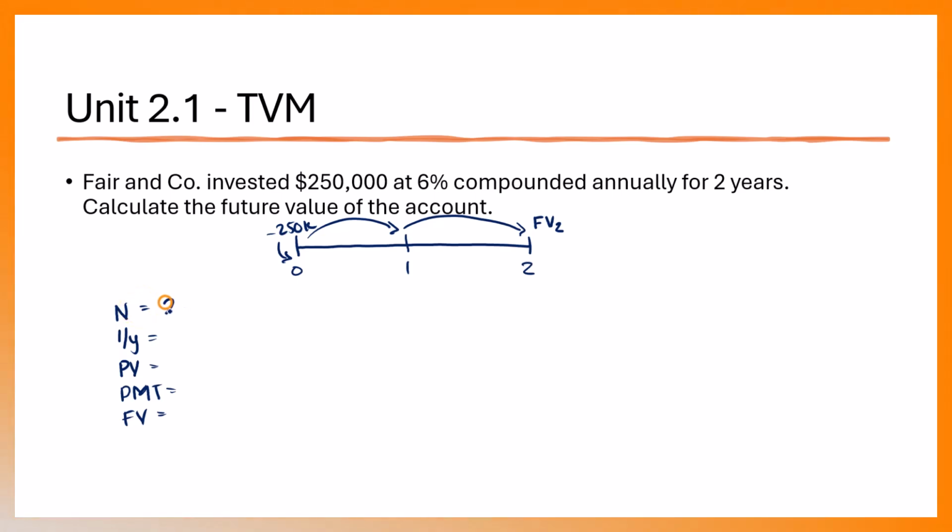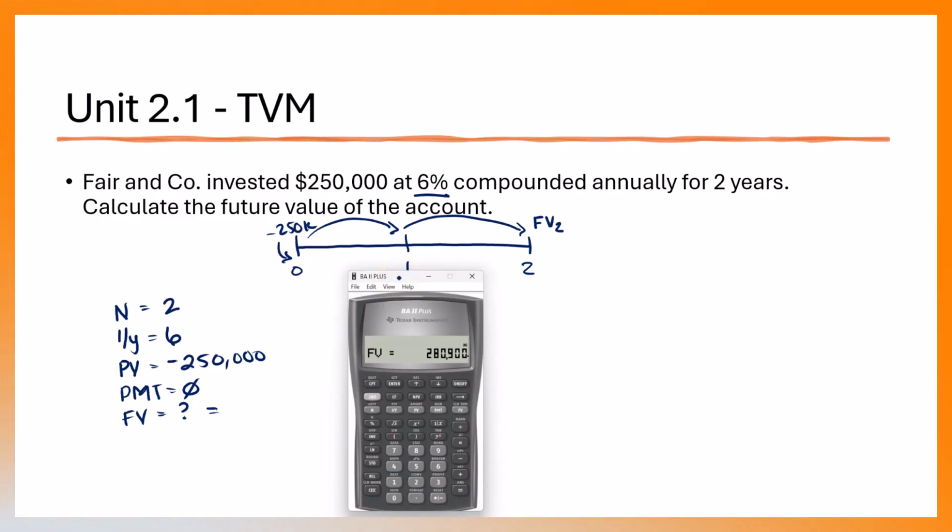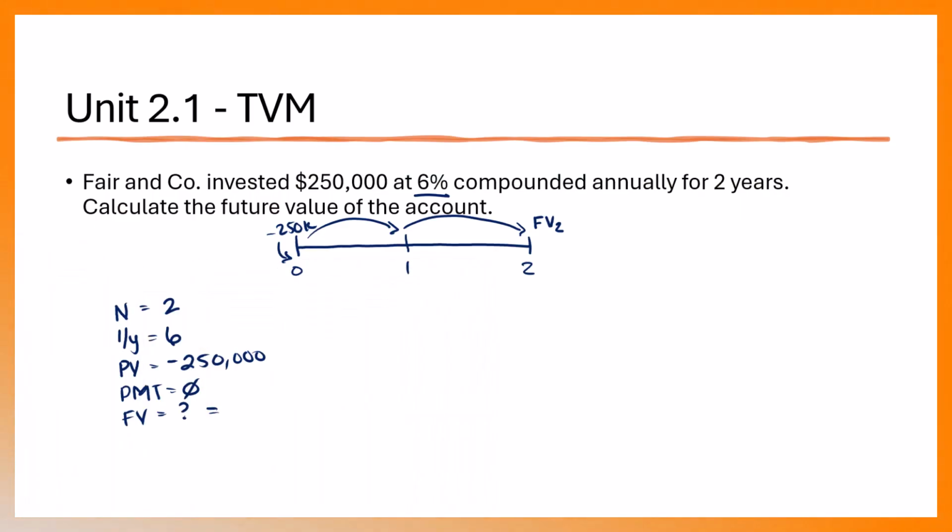Our N is 2, our IY is 6, our present value is a negative $250,000, no payments, and we're trying to find the future value of the account. Again, clear your time value of money, 2 and hit N, 6 and hit IY, $250,000 plus minus on the PV, 0 on the payment, compute future value. It appears that the future value of this account is $280,900.